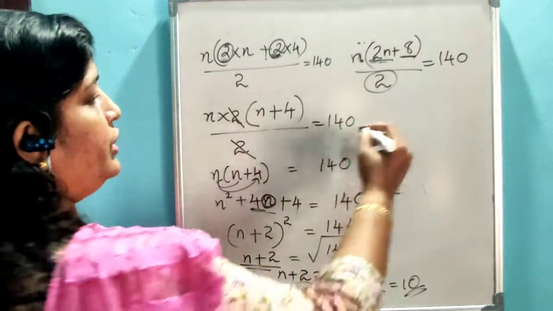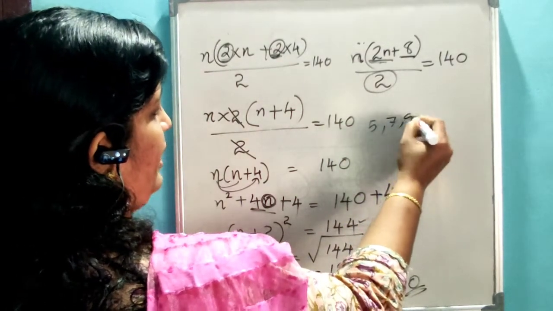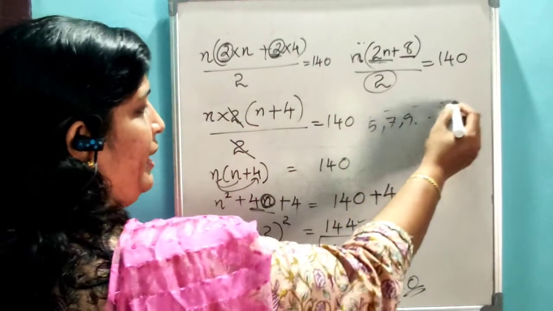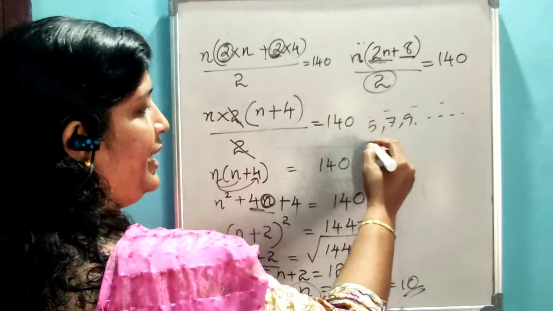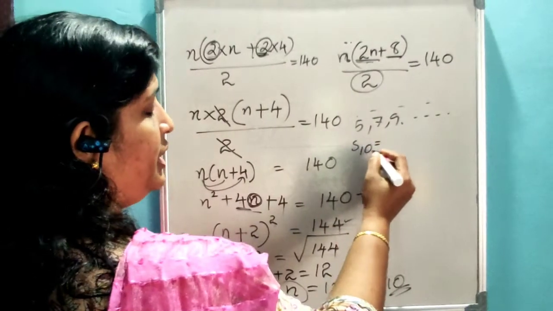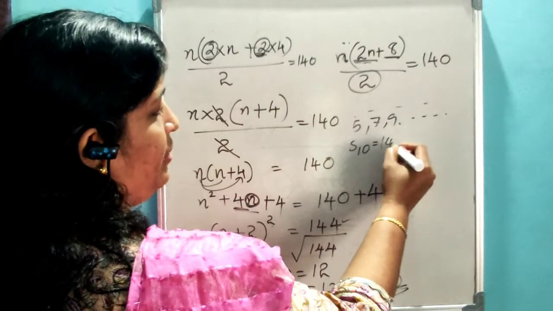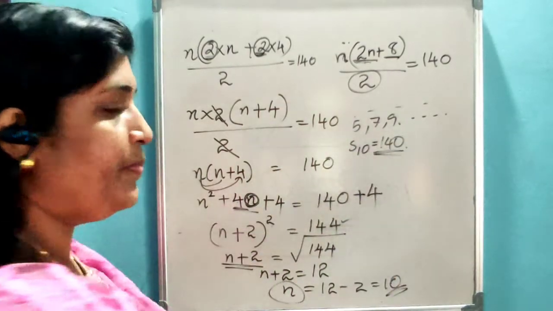That means for the sequence 5, 7, 9, etc., with 10 terms, the sum of the first 10 terms of this sequence is equal to 140.